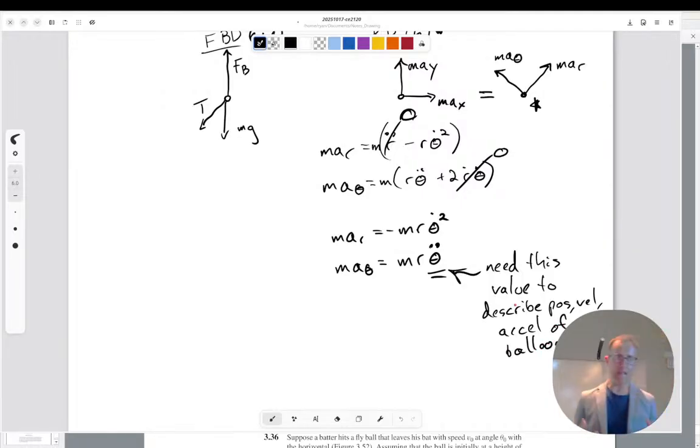So we need that theta. If that's your chosen coordinate, that's what you're looking for. You're looking for an equation of motion that describes theta. What is theta double dot? What is theta dot? What is theta? How are they related to each other? That's what we're trying to find. That's our equation of motion.